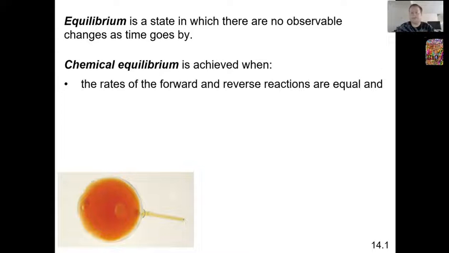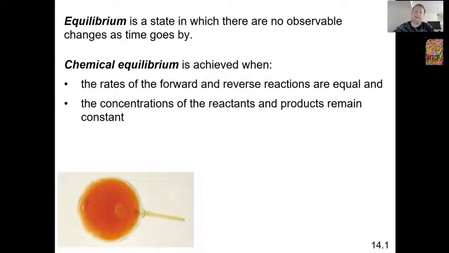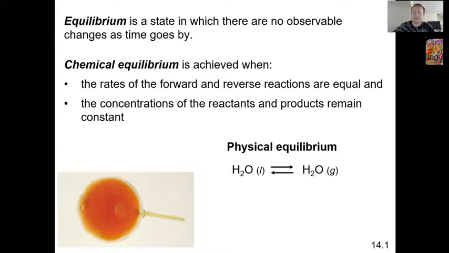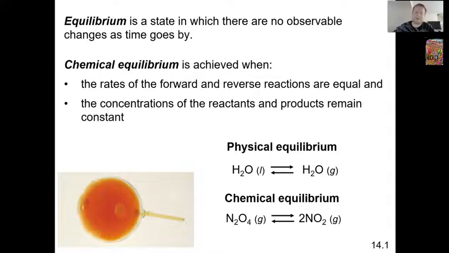It's achieved when the rates of forward and reverse reactions are equal and the concentrations of reactants and products remain constant. So not that they're equal to each other, but the reactant concentration is not changing and the product concentration is not changing because the rates back and forth are equal. So it looks like, again, nothing is occurring. We saw that with H2O and gaseous H2O, but chemical equilibrium is specifically when you're changing chemicals, not just state of matter. And that's the one we're really focused on here.